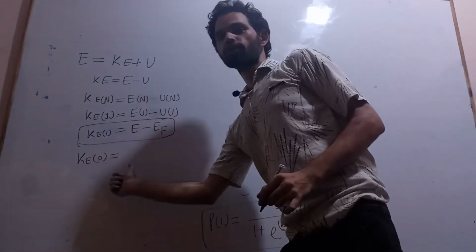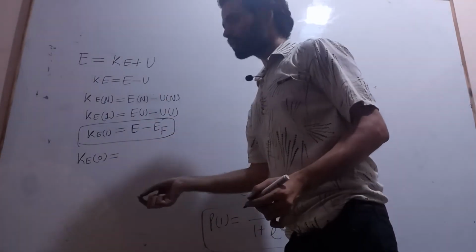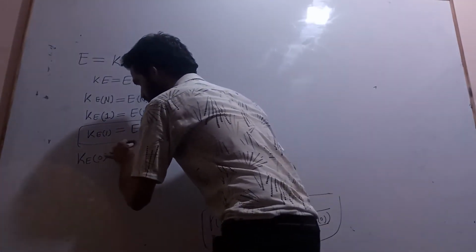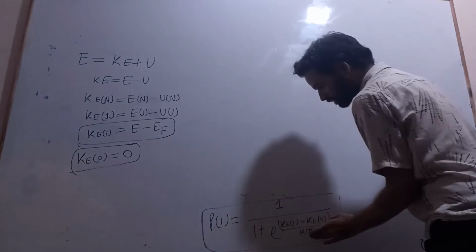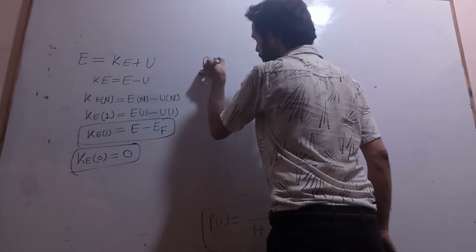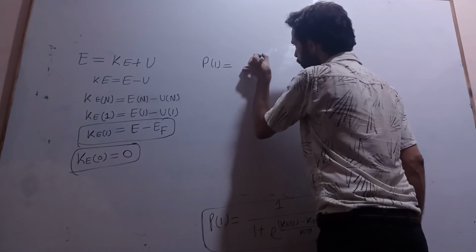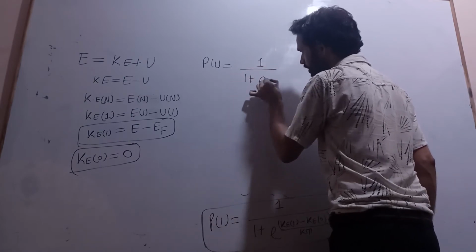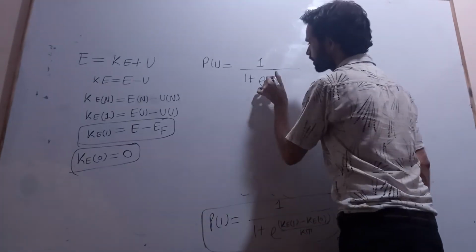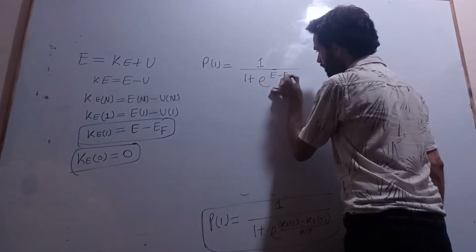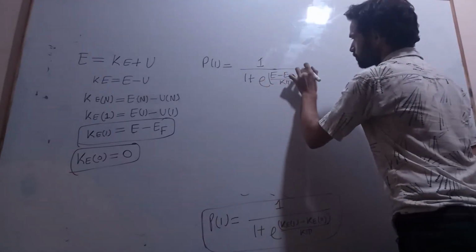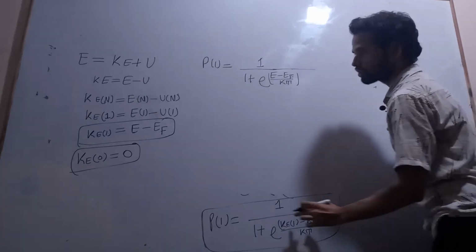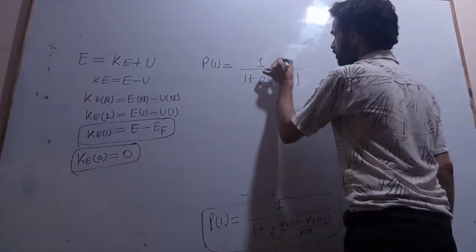Now KE of 0. If the particle is not there within the quantum state, then what is the energy? Wherever there is no electron, there is no energy. So put this value here, and we will get P of 1 is equal to 1 divided by 1 plus e to the power KE of 1, that is E minus EF by kT, minus KE of 0, which is 0.